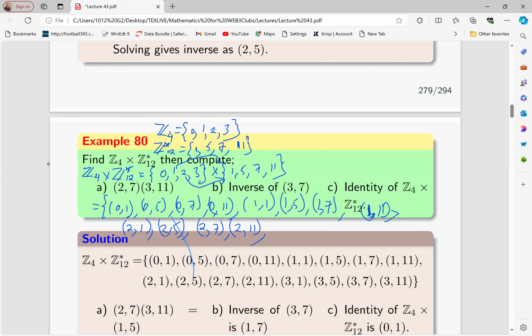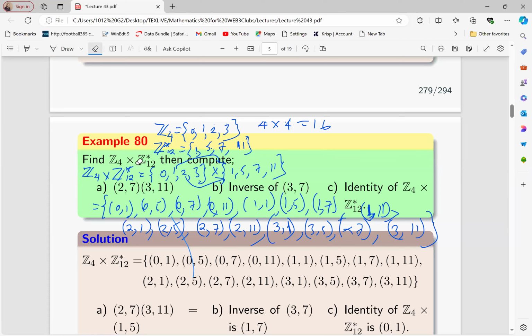Now combine 3 with each of them. 3, 1, 3, 5, 3, 7, then 3, 11. Yeah, we're expecting how many elements? We're expecting 4 times 4, 16 elements. That's what we have. We have 16 elements. So those are the elements of the new group we formed.